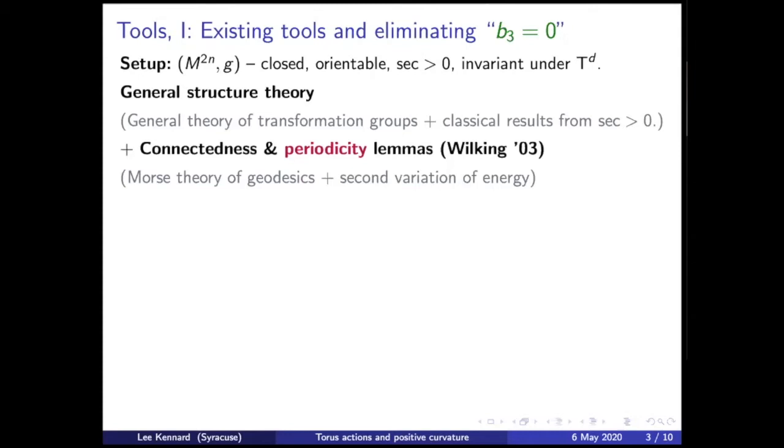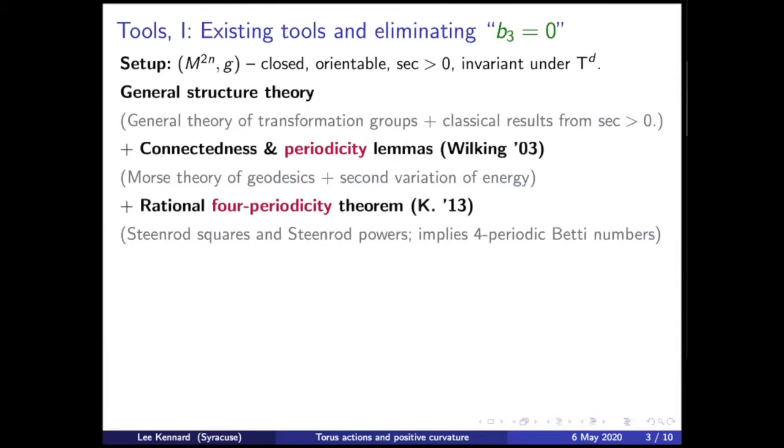An important tool here is due to Wilking, in the same paper from 2003. This has been a really significant lemma with lots of applications called the connectedness lemma. What this does is it relates the topology of the manifold to that of the totally geodesic submanifolds, for example, fixed point components. Related to this is a topological lemma called the periodicity lemma. This says that in this setting where you have all of this stuff, you get a condition on cohomology called periodic cohomology.